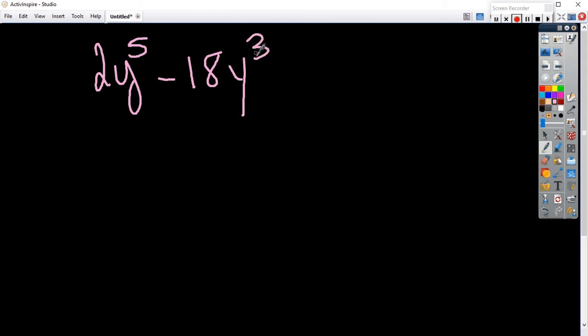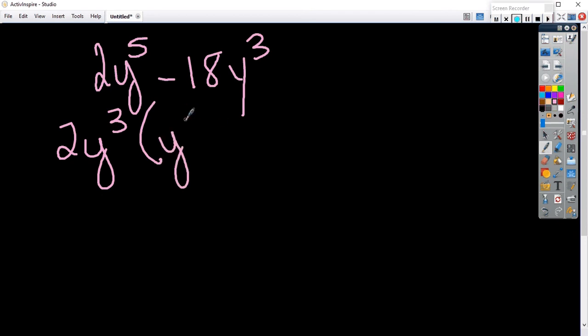Yes. All right, so here, all my directions say is factor completely. So if I take out a 2y to the third, it leaves me with y squared minus 9.